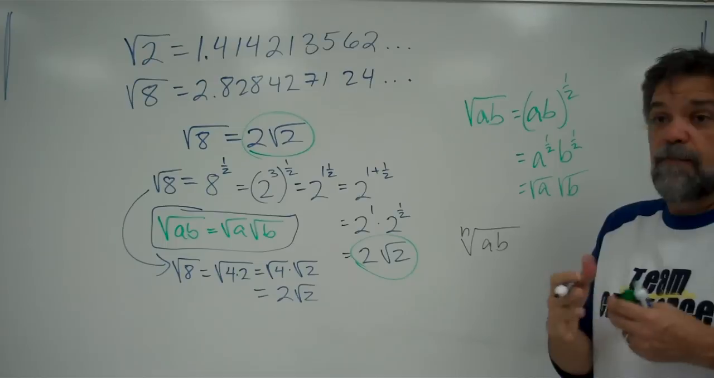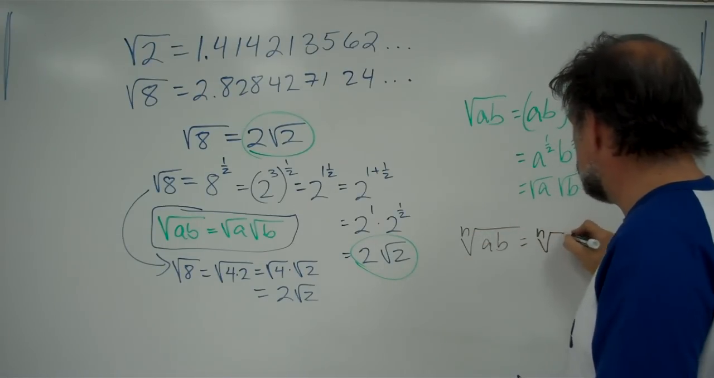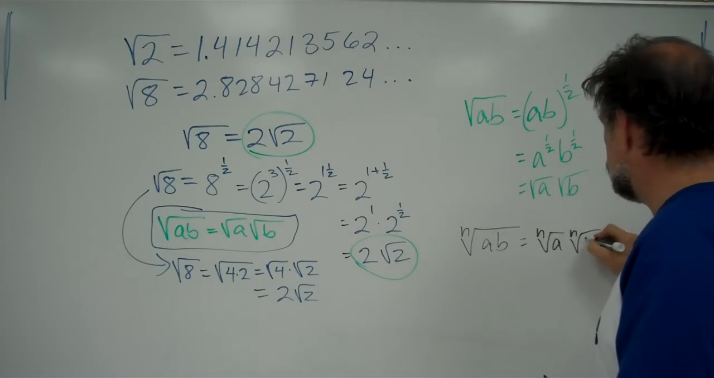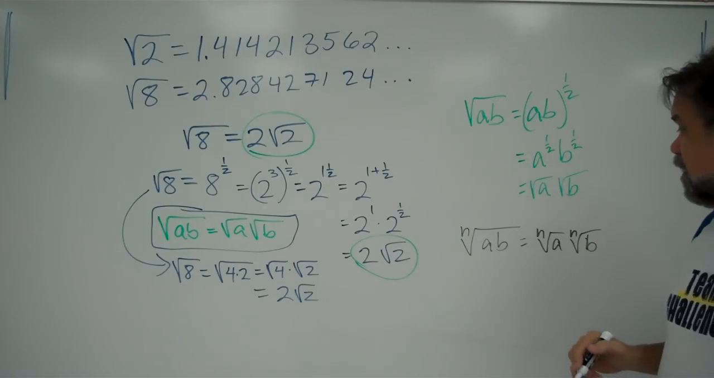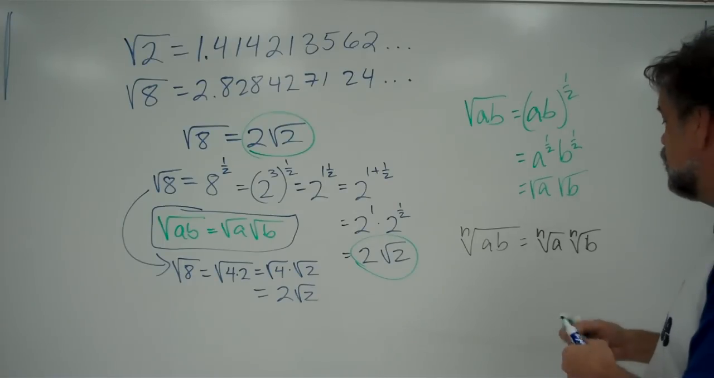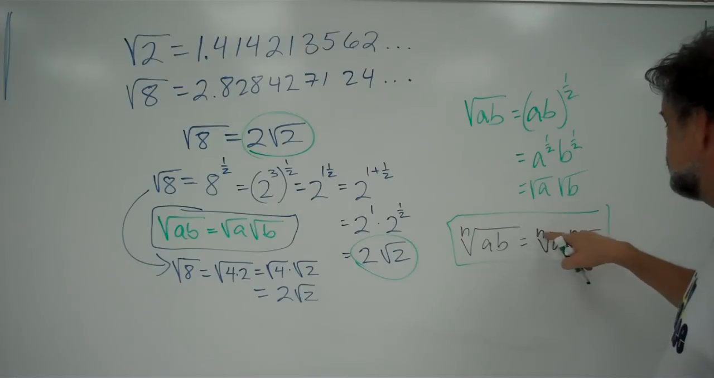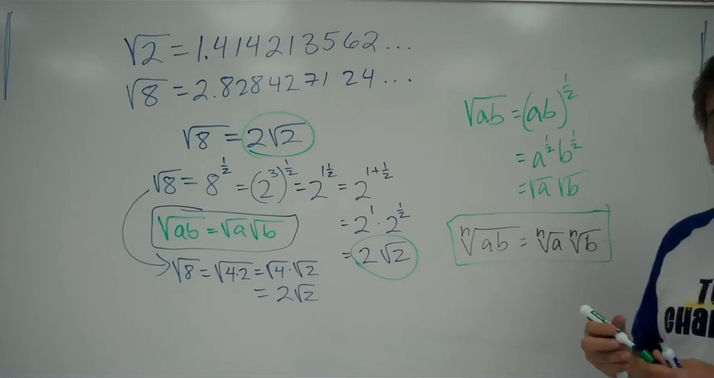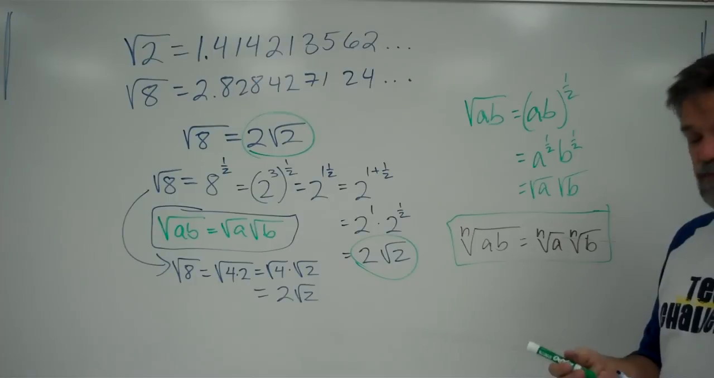Not just the square root, but any root. The nth root of a times b is the nth root of a times the nth root of b, okay? Sorry about my handwriting. Also, this is another really good thing to keep in mind, okay? That the nth root of a times b equals the nth root of a times the nth root of b.